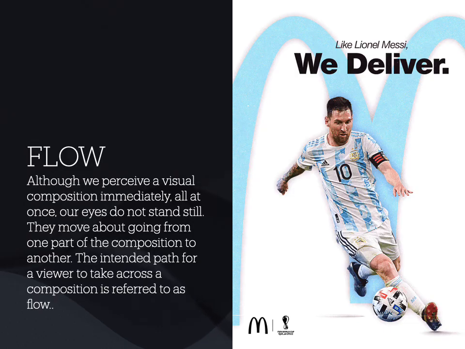So we can see here, although we perceive a visual composition immediately, all at once, our eyes do not stand still. They move about, going from one part of the composition to another. The intended path that the designer wants a viewer to take across their composition is called the flow.